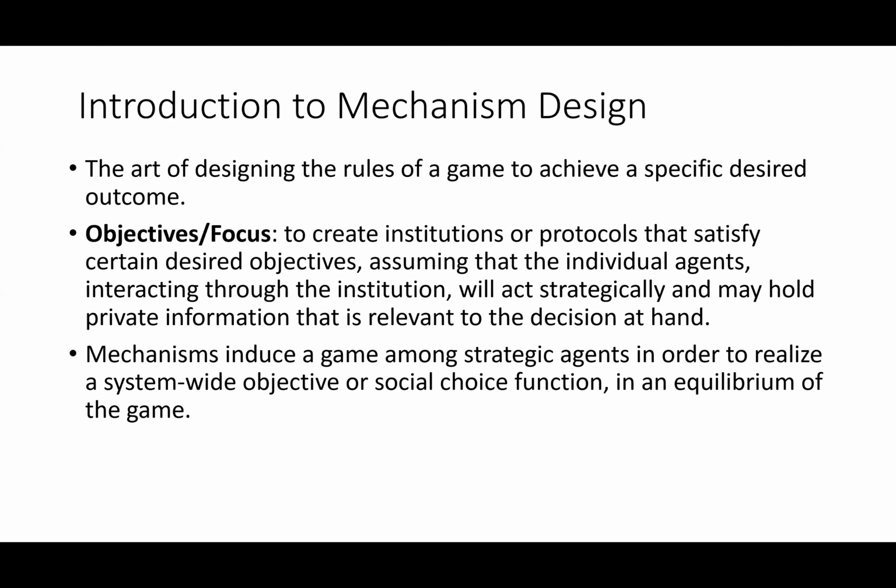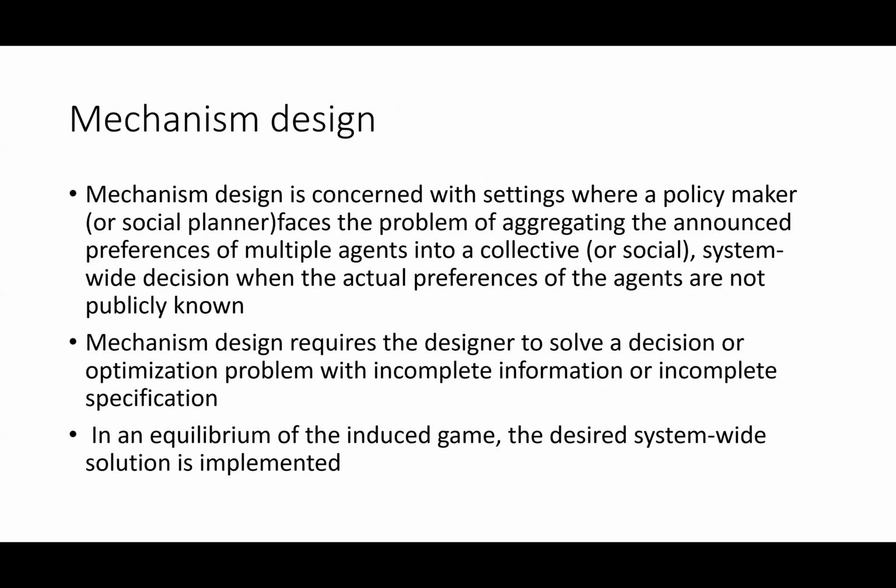So we are saying that mechanisms induce a game among strategic agents in order to realize a system-wide objective or social choice function in an equilibrium of a game. All right, then we can also say that mechanism design is concerned with settings where a policymaker or social planner faces the problem of aggregating the announced preferences of multiple agents into a collective social system-wide decision when the actual preferences of the agents are not publicly known.